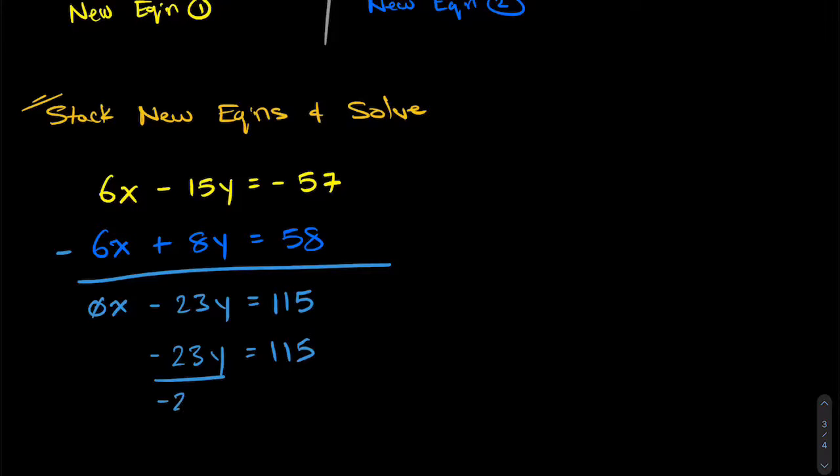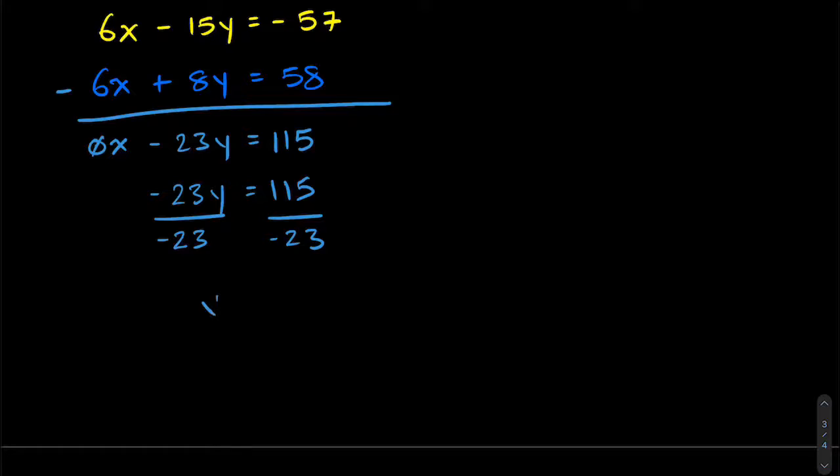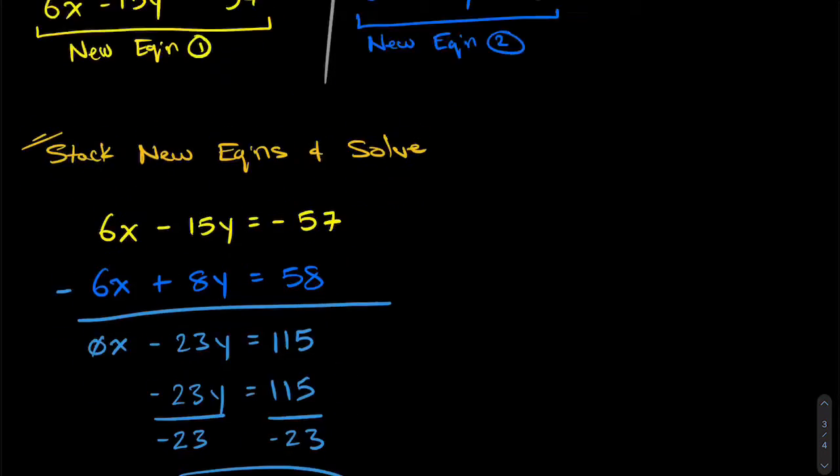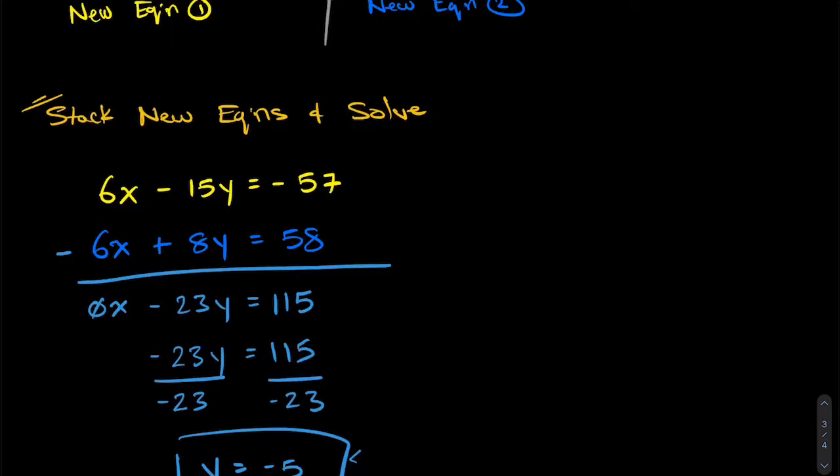Let's get rid of that negative 23 by dividing it out. And what do we get? I have to pull out a calculator for this. Negative 115 divided by negative 23, we get 5. So y is 5. So we're almost home free now.